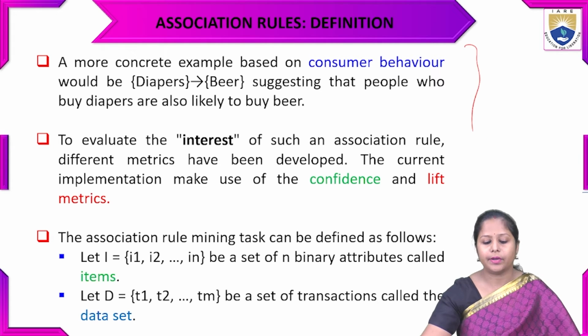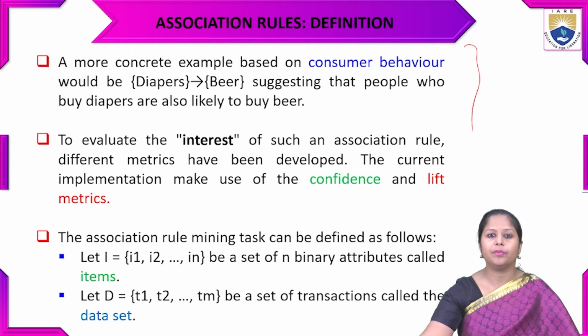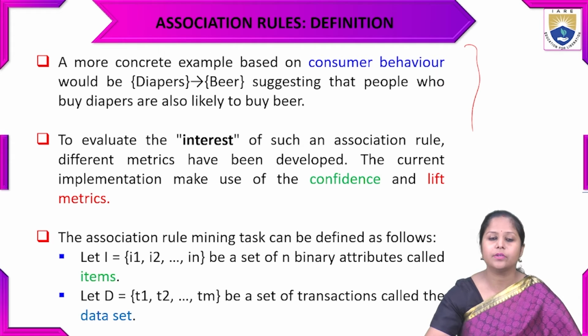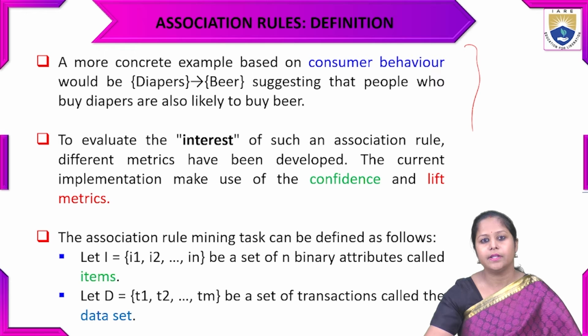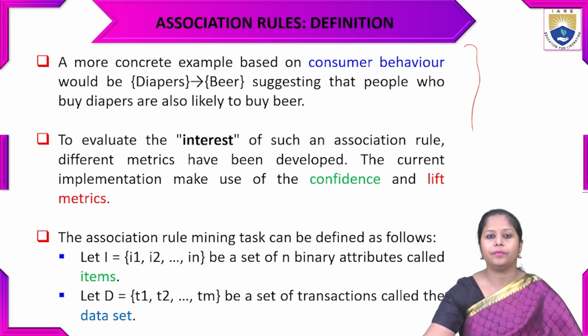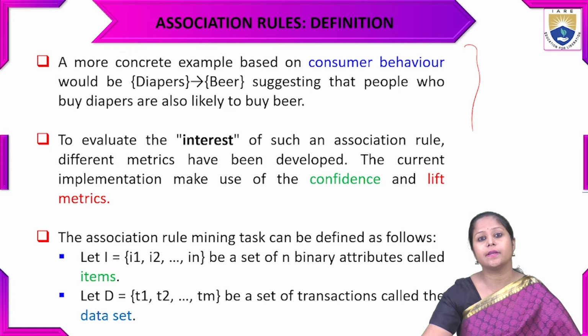One more concrete example is consumer behavior. How do we understand consumer behavior? We have seen one example that if a customer buys milk, he is surely going to buy bread, butter, and jam. But in some cases there is no possibility that one person is going to purchase a certain item. That depends on there being some relation.